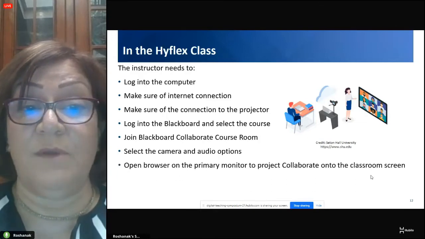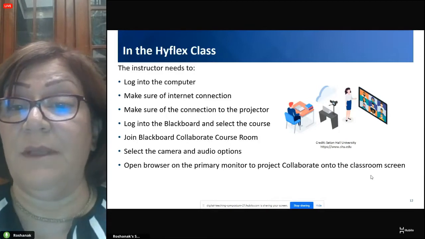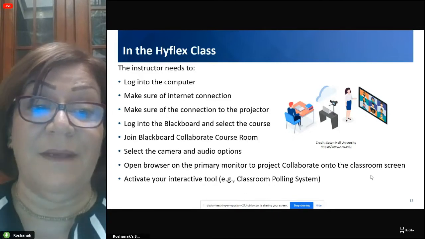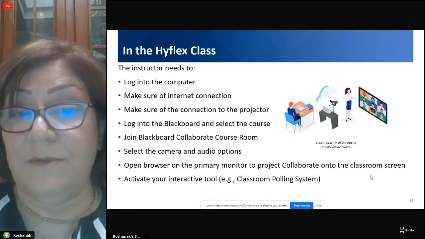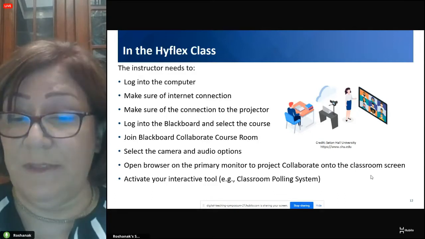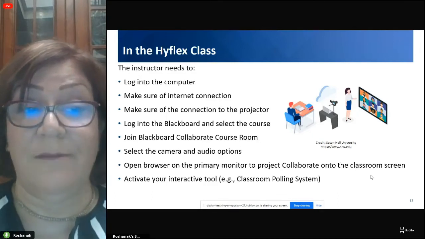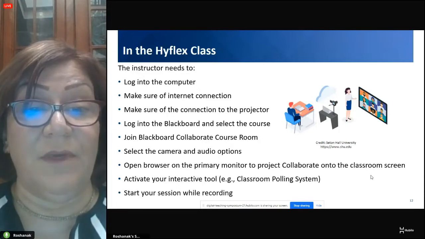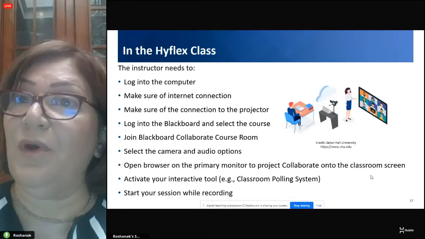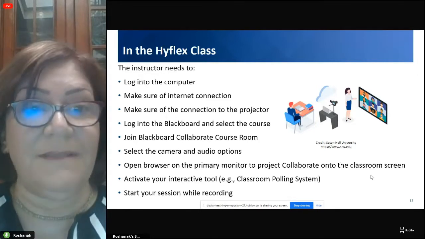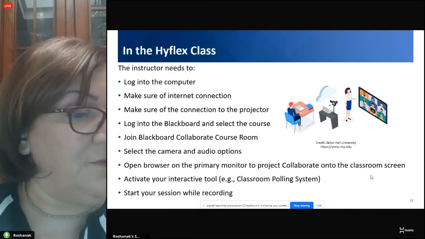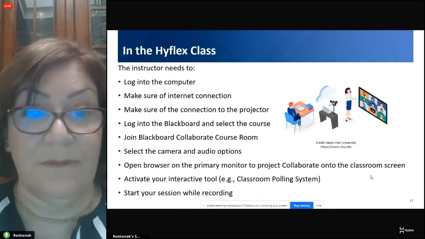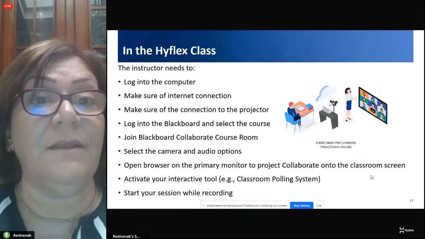I open the browser as the primary monitor to project Collaborate onto the classroom screen, and I activate my interactive tool. Here I use a classroom polling system. I click here, I join that, I log into that, and I ask students to join that, and I start my session while I am recording. So this way I include in-person students and distance students, and record the session for asynchronous online usage.